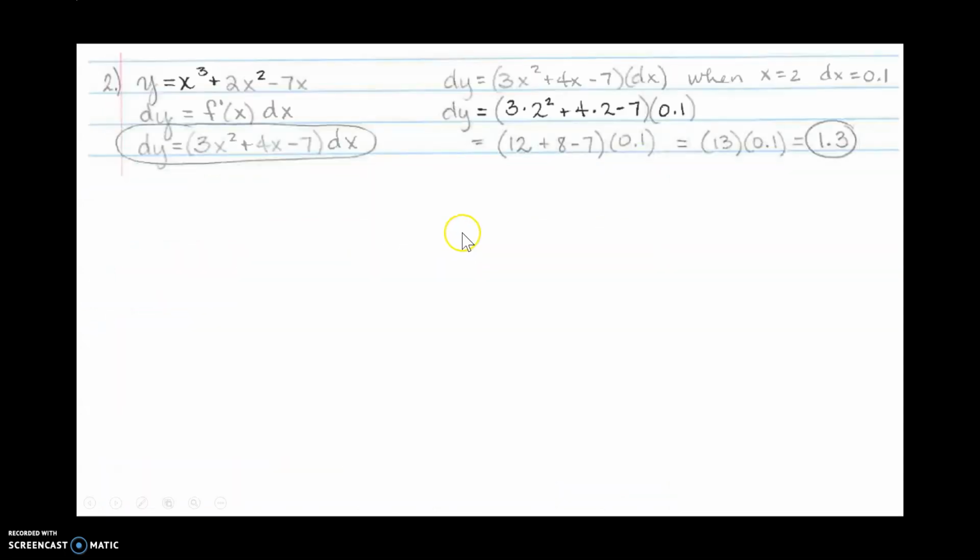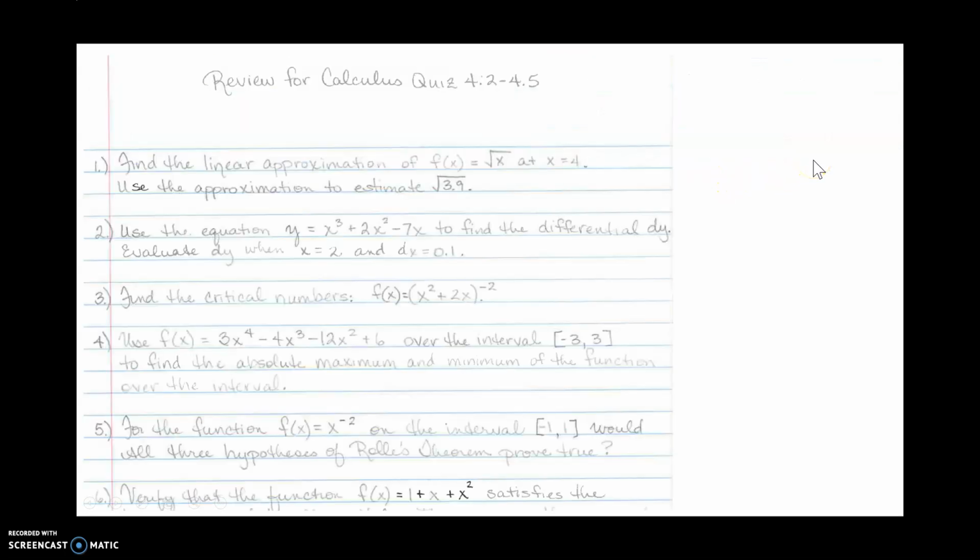If I put in this formula right here 2 for x and 0.1 for dx, then that's what you can see right here. So 3 times 2 squared plus 4 times 2 minus 7, and then we're going to multiply that by 0.1 for dx. So order of operations, I'm going to have 4 times 3, which is 12. 12 and 8 is 20. Minus 7 is going to give us 13. And so 13 times 0.1 would be 1.3.